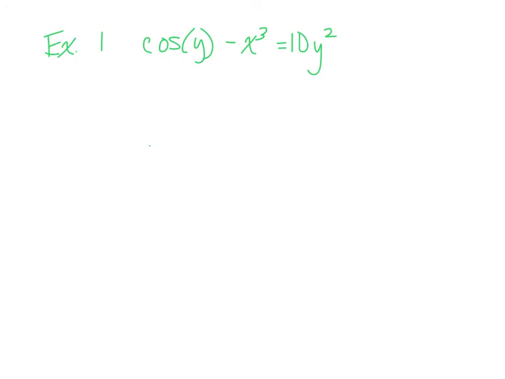Let's say we have the cosine of y minus x cubed is equal to 10y squared. This equation would be very difficult to try to solve for y. So here's some guidelines to follow.